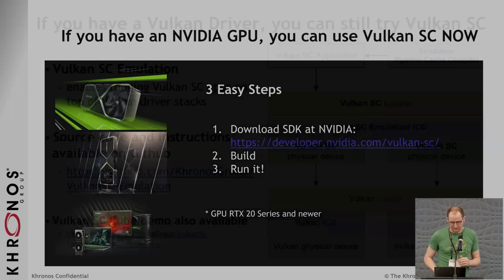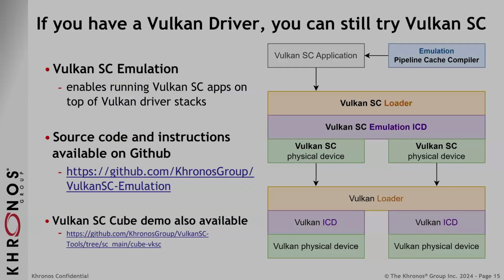If you don't have an NVIDIA driver or you don't want to, we've been partnering with a company called Rastergrid to develop ecosystem tools. One of the more recent ones we released in December was what we call a Vulkan SC emulation layer. So this is a Vulkan SC implementation which sits on top of a Vulkan driver. So if you have a Vulkan device, which is Vulkan 1.2 and supports the Vulkan memory model, you can just download this layer, run it on top of your Vulkan driver, and you've got a Vulkan SC development environment.